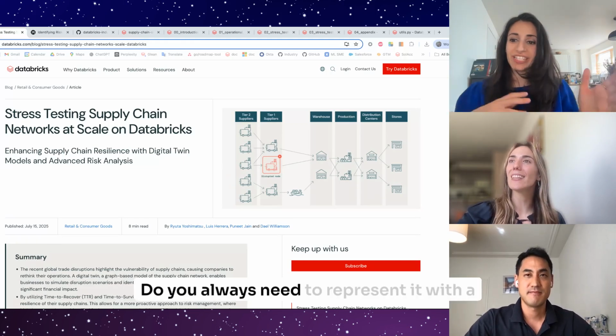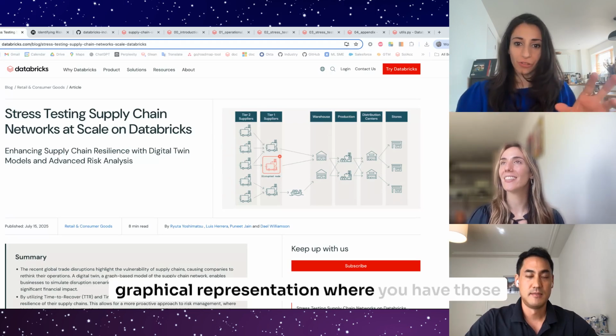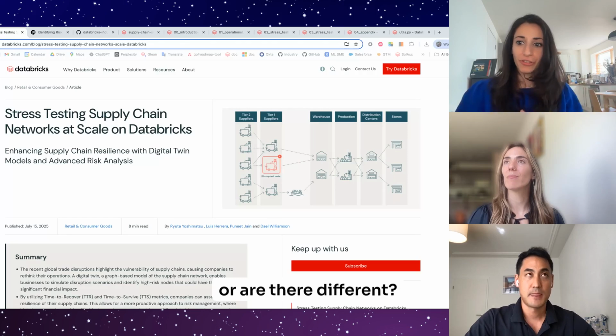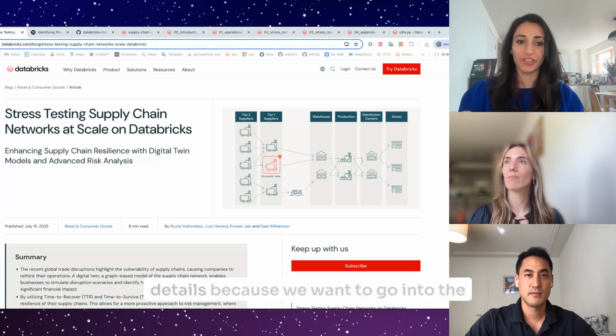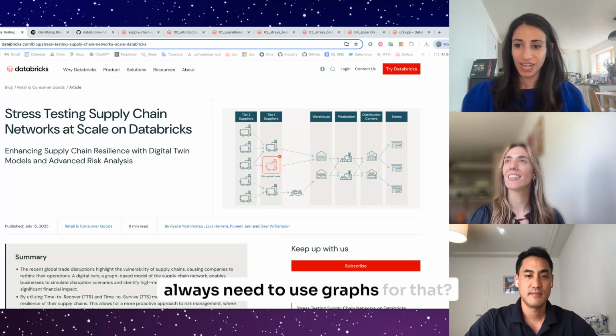Do you always need to represent it with a graphical representation, where you have those nodes and the edges are transportation, or are there different ways? I don't want to go too much into the details because we want to go into the solution, but I was just wondering, do you always need to use graphs for that?